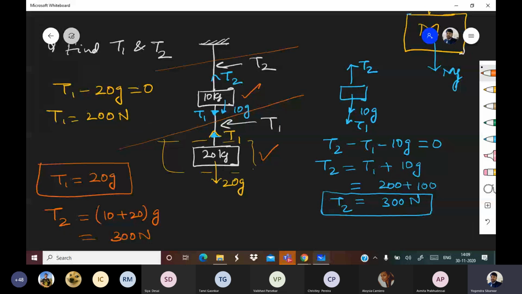Vedant is saying, sir, we can take any sign as positive. Try to understand, Vedant. In this setup, none of the blocks is accelerating. And as they are not accelerating, it is immaterial. You can take any direction as positive. The opposite direction will automatically become negative, so your answer will not be affected. All right. Next question.